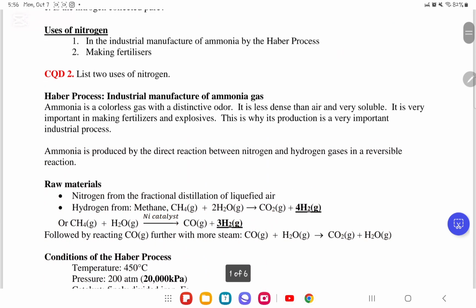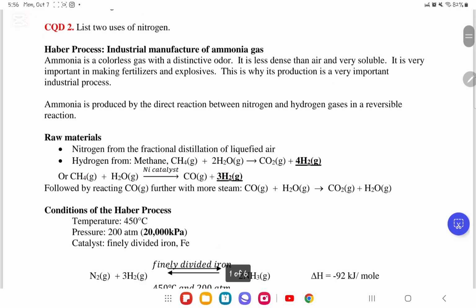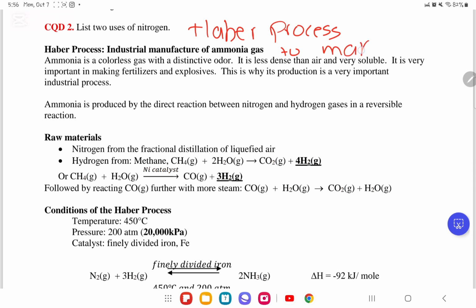Now, uses of nitrogen in the industrial manufacture of ammonia by the Haber process. So we use nitrogen to make ammonia in the Haber process, and we also make fertilizers of ammonia. So question 2 lists 2 uses of nitrogen. It is for the Haber process to make ammonia, all right, or it is for the making of fertilizer.